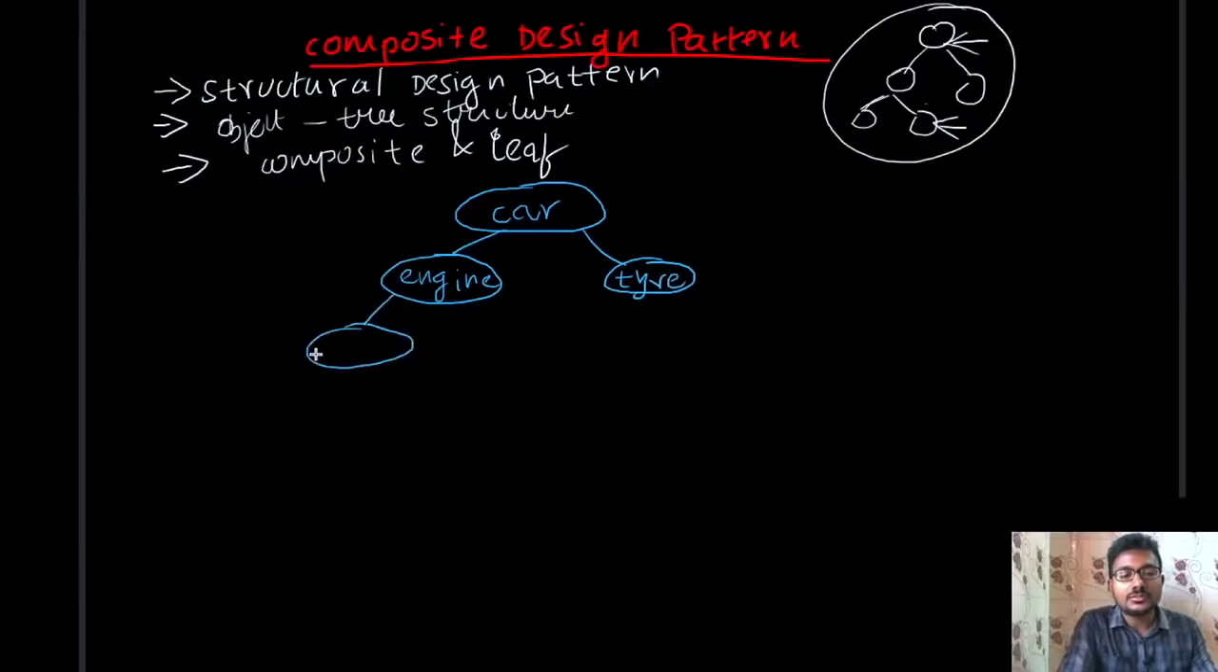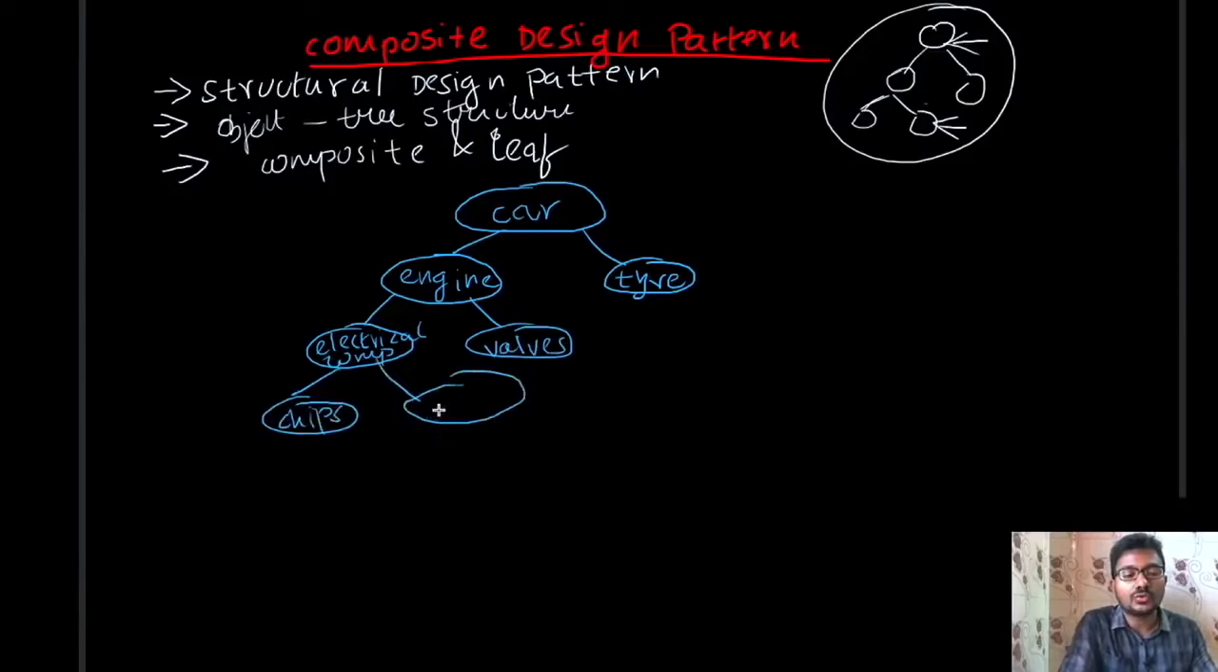The engine could be made up of some electrical components, and then that engine would have some valves, and then the electrical components would have some electrical chips, and then the electrical component would have some transistors. This is a tree structure of a complex object called car. Here, if some operation can be applied on a leaf object, then that operation should be applied on other composite and other leaf objects also.